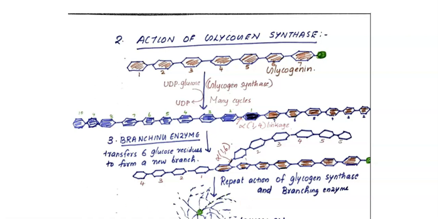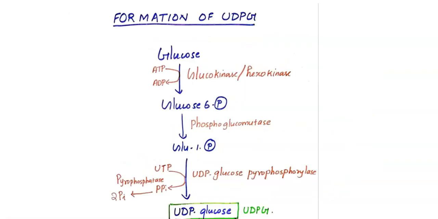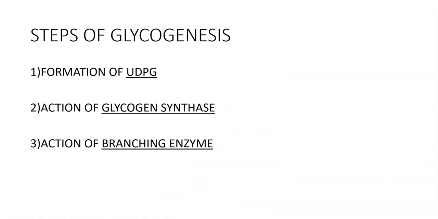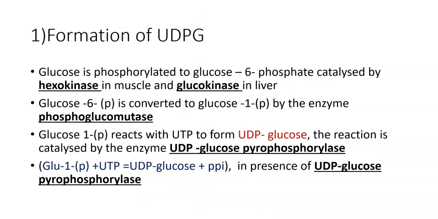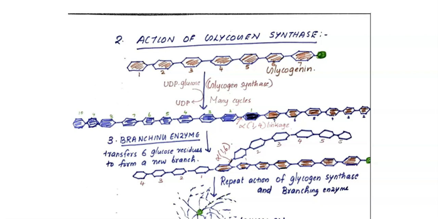That's about our glycogenesis. A very simple process. There are 3 steps of reactions. It is formation of UDPG, action of glycogen synthase, action of branching enzyme. This is the formation of UDPG with 3 enzymes: glucokinase or hexokinase, phosphoglucomutase, UDP glucose pyrophosphorylase. We synthesize UDPG. Then after that, we can synthesize glycogen with 2 more enzymes.